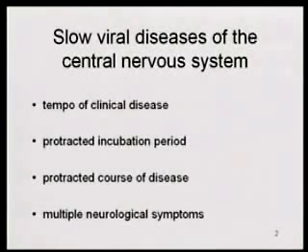But typically these so-called slow viral diseases are because the tempo of the clinical disease is very long. So it takes a long time for the original infection until you see this central nervous system disease. So there's a protracted incubation period. There's frequently a protracted course of disease, so the disease is not a rapid one or two day affair. It's weeks or months or sometimes years. And you often get multiple neurological symptoms, very non-specific. So some of these can be confused with rabies-type symptoms, and again, some of these were not realized for what they were until post-mortem.